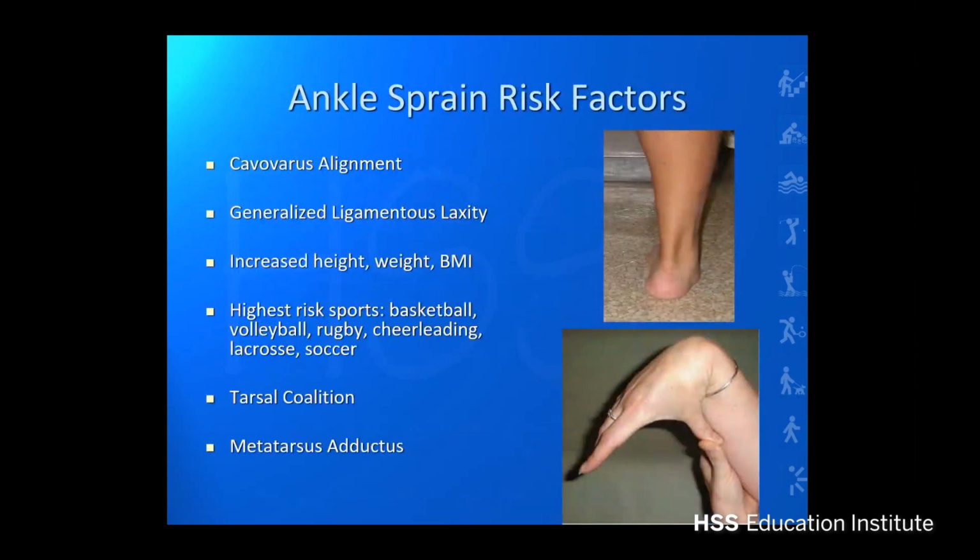So what are the risk factors for whether or not you're going to sprain your ankle? One risk factor is your alignment. If people have a very high arch foot, or if you see the foot type in the top right corner, that can be a risk factor. Generalized ligamentous laxity, I refer to these kids as loose gooses, people who can hyperextend their elbows and hands. Taller, heavier patients can also get this. But the biggest are the jumping sports, so basketball, volleyball, cheerleading, and some other sports as well. And there are some other intrinsic foot conditions that can also put you at a slightly higher risk.